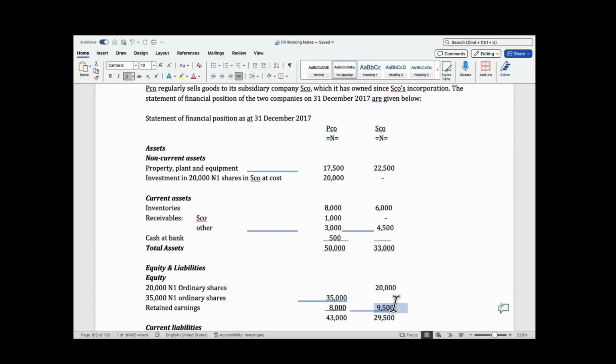Okay. So nice one. Just to wrap up what you have said. So this 9.5 now, what is it exactly? Retained earnings at the date of acquisition.